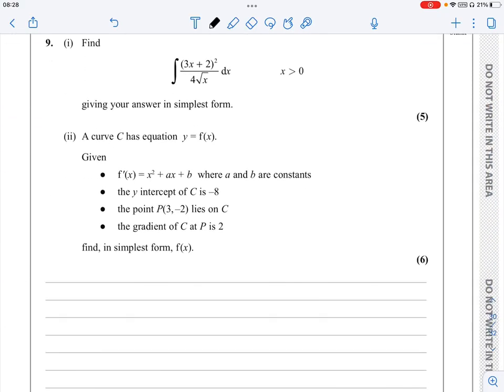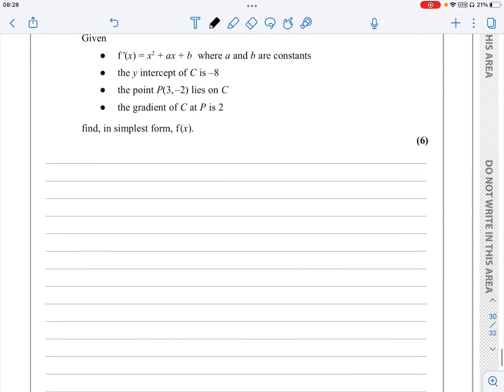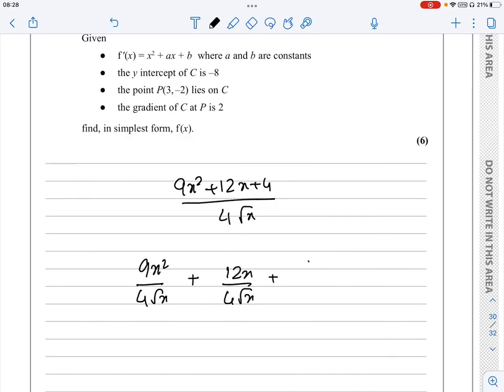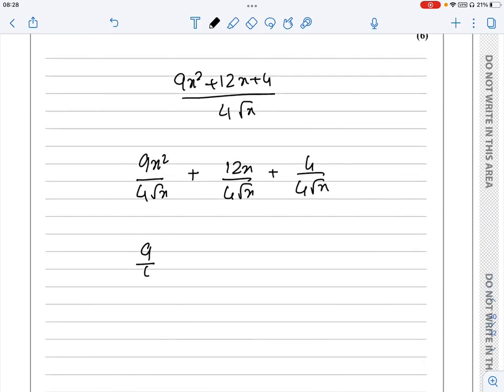Question number 9. Find the integral of this particular fraction. (3x plus 2) whole squared can be written as 9x squared plus 2ab, which is 12x, plus 4, divided by 4 root x. So 9x squared upon 4 root x plus 12x upon 4 root x plus 4 upon 4 root x. So it becomes 9 upon 4 x power 3 upon 2 plus 3x power 1 upon 2 plus x power negative 1 upon 2. So I need to find the integral of this.